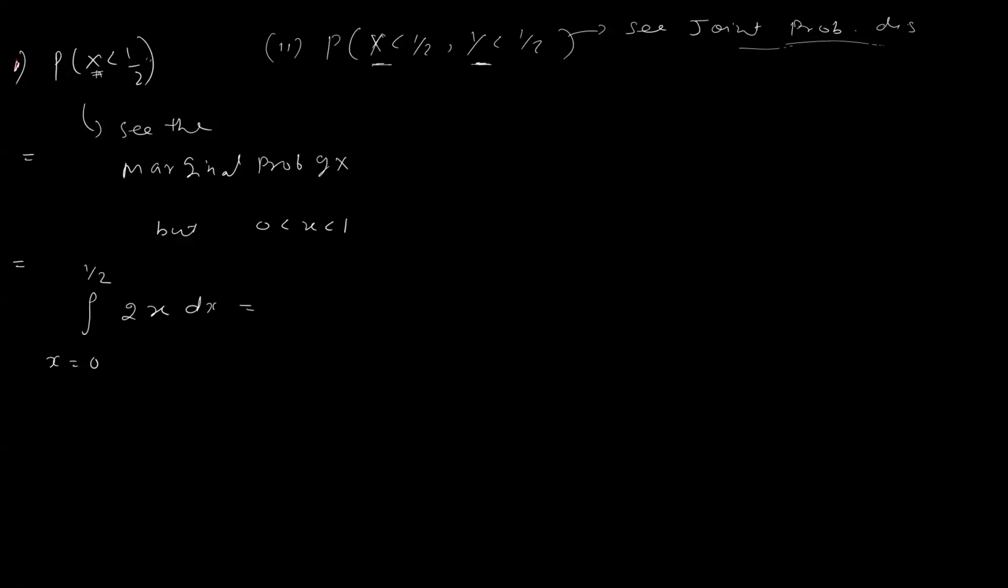So when you calculate this, you will get 2 outside. x square by 2 is the integration, 0 to half. So the 2 and 2 get cancelled out. The upper limit is 1 by 2 whole square. So you will get 1 by 4 as the answer. Therefore, the probability of x less than half is equal to 1 by 4.